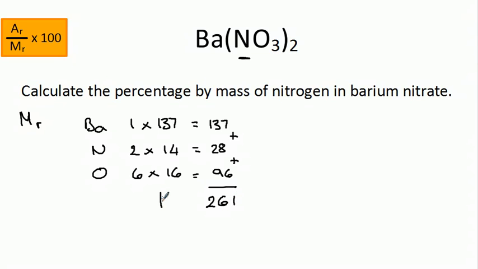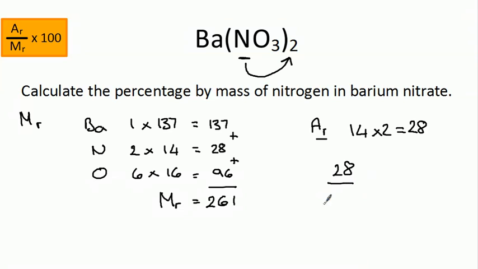So again, the MR of barium nitrate is 261. The AR of nitrogen is 14, but there are 2 of them, therefore it's 14 times 2 equals 28. 28 divided by 261 times 100 equals 10.7%.